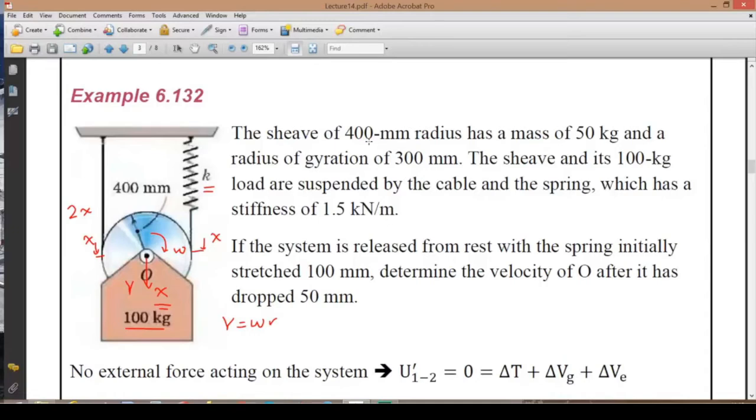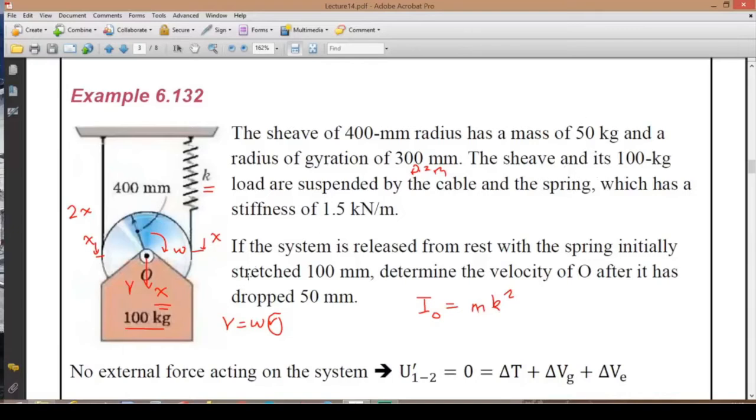Then there is this information about the sheave. There's this radius information: r is given to us as 0.4 meters. Its mass is given to us. The radius of gyration is given to us in millimeters, which means 0.3 meters. So with the information of this radius of gyration and the mass, we are able to calculate the I_O of the sheave as m kappa squared. Kappa is given as 0.3 and mass is given as 50 kilograms.